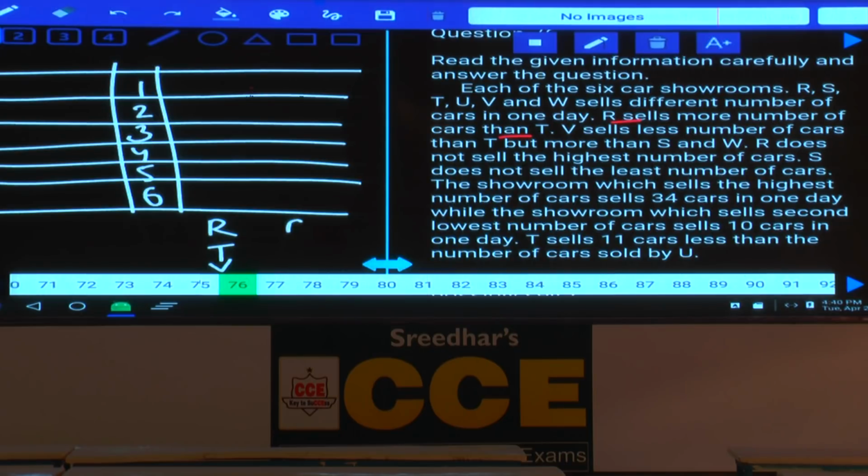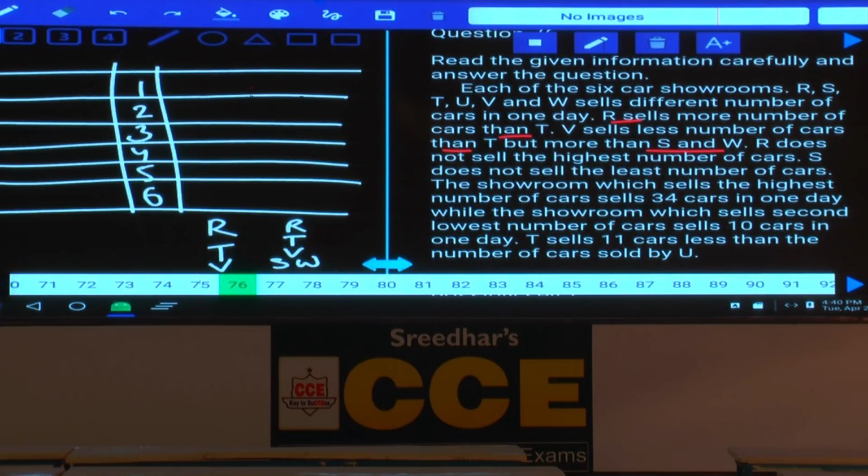Now V is more than S and W, hence RTV. V is more than S and W, so the order could be here. Now between S and W, which showroom sells more cars is not clearly given. Hence RTV, then S or W in any order. V sells fewer cars than T, but more than S and W.